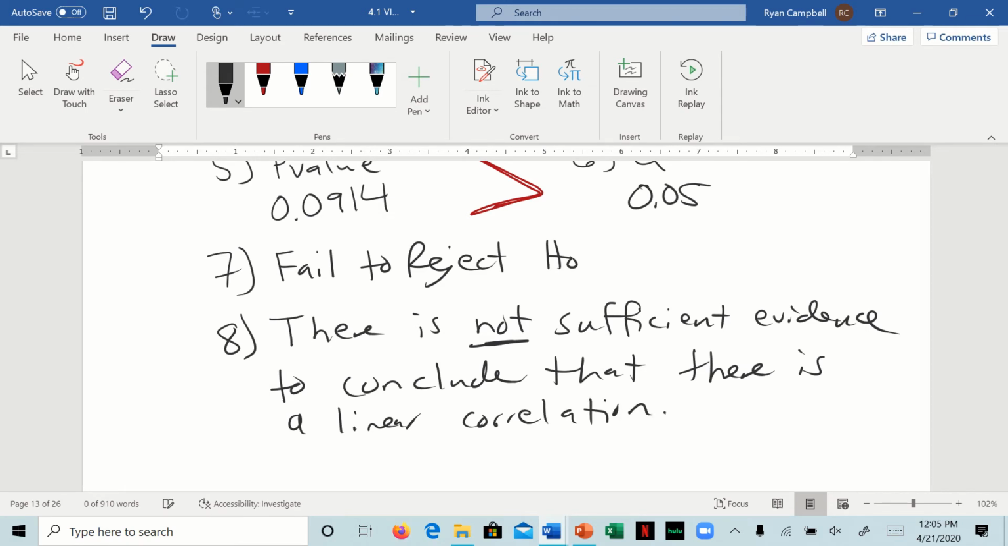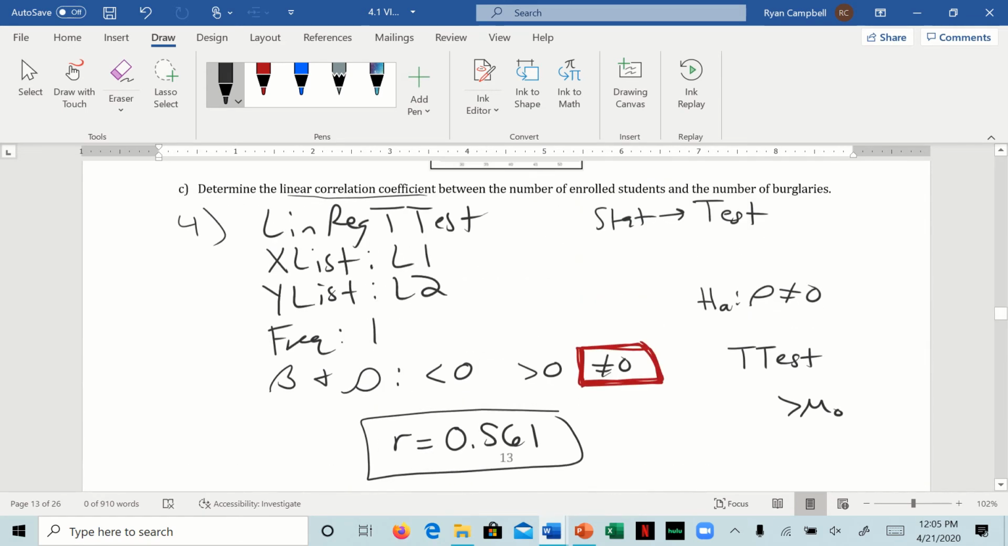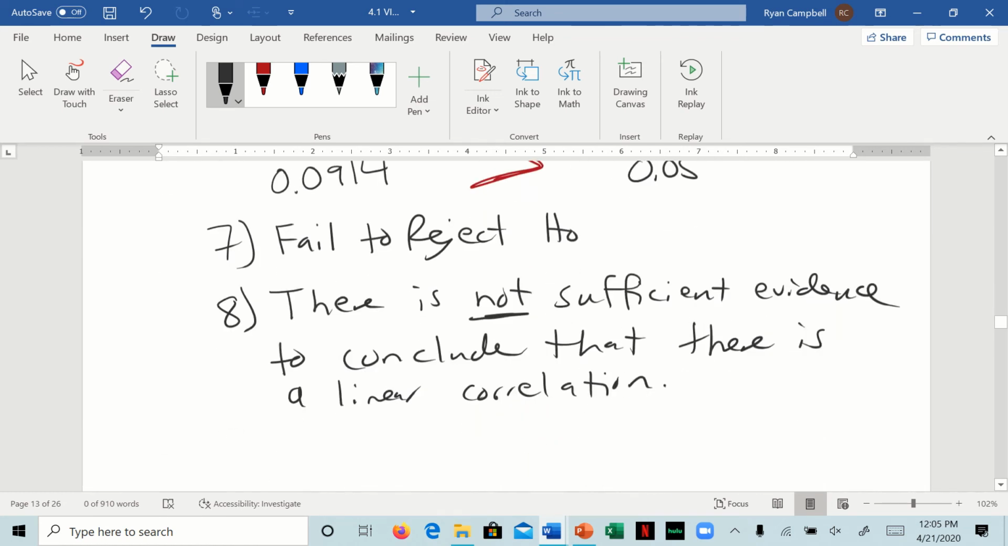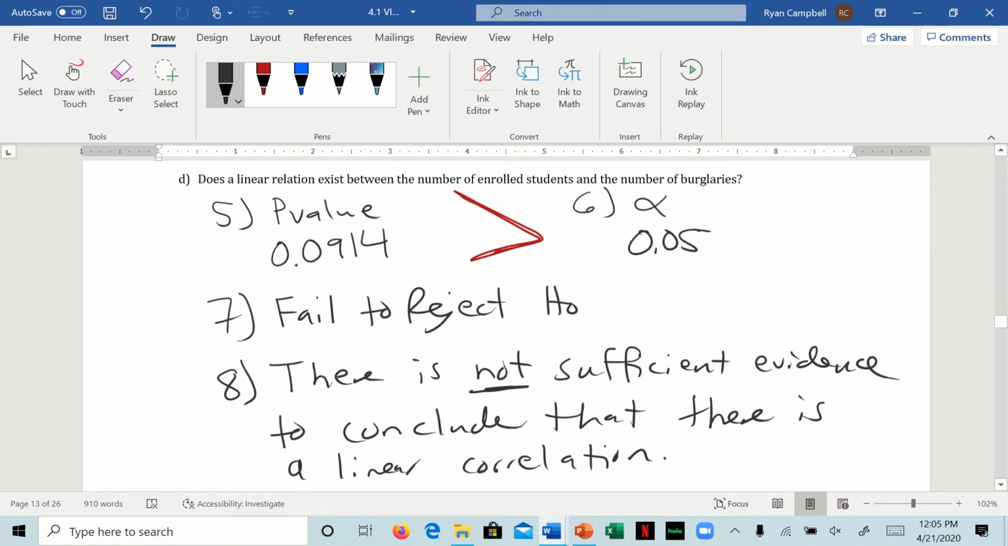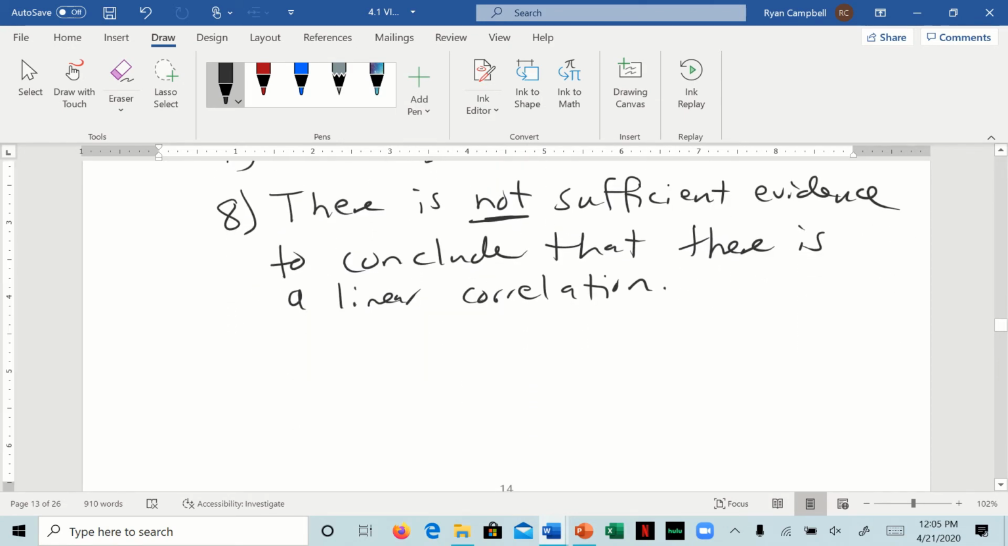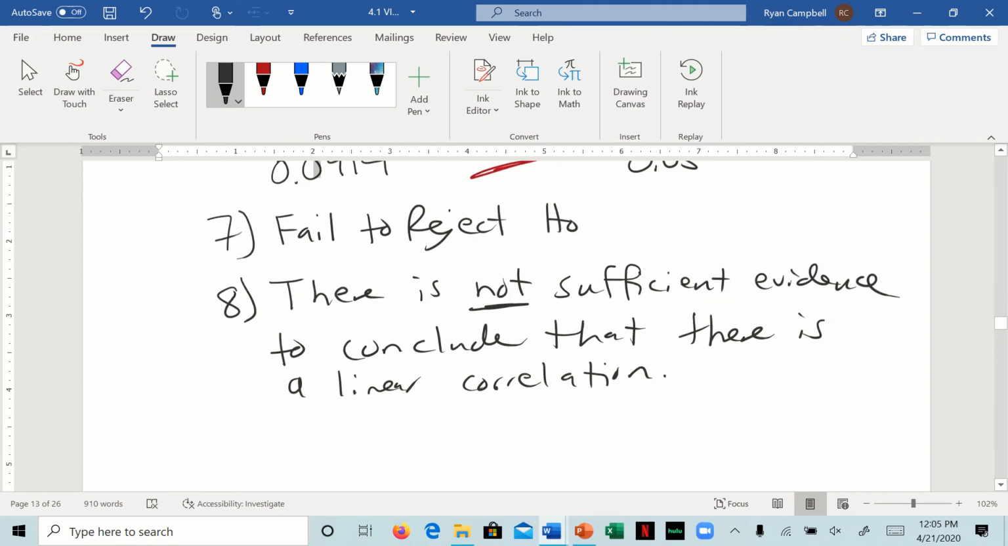So again, maybe there is, but we just need more data than this. For what we have so far, we still assume there is no correlation. All right, and we're just going to continue this.